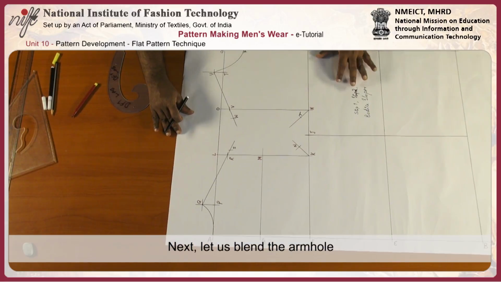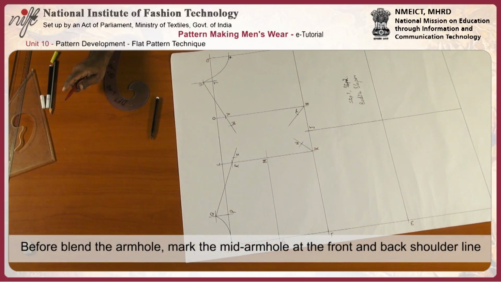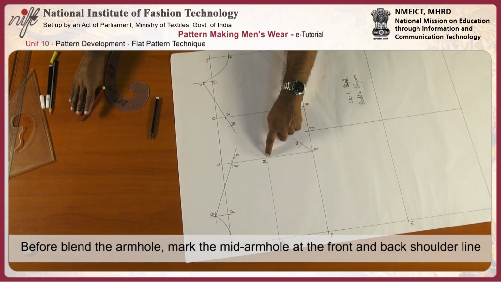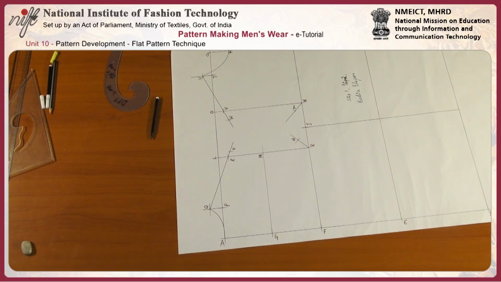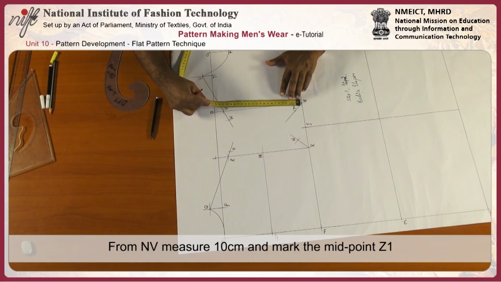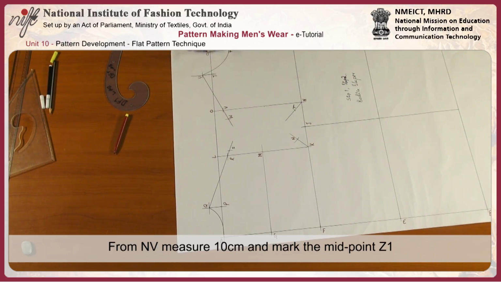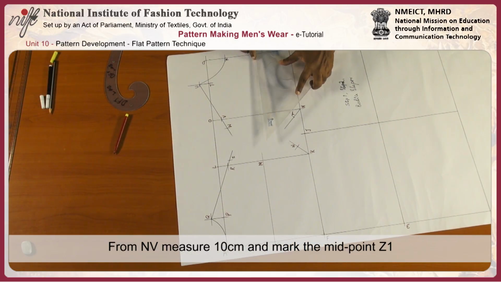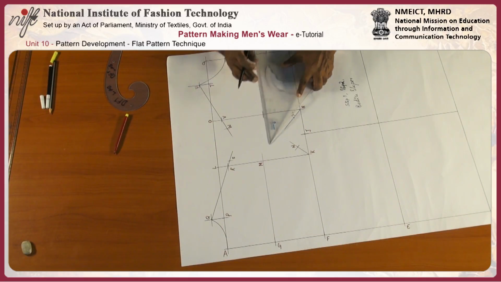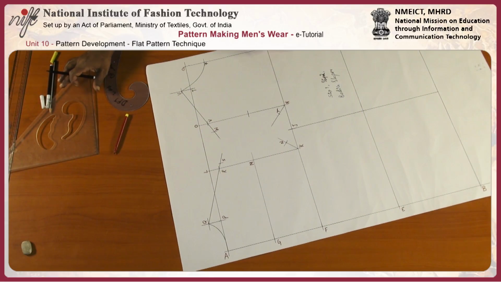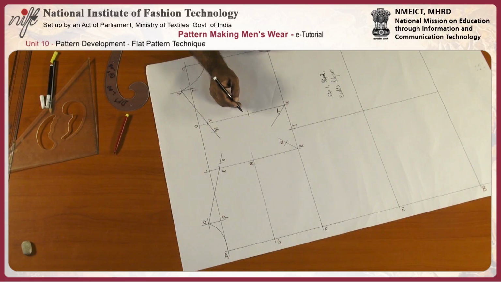Now let us move to blend armhole. Before blending armhole, you need to mark mid armhole of the front and back shoulder line, which is already there as point M. Now measure from N to M and mark the midpoint, which is 10 centimeter. Point as Z1.